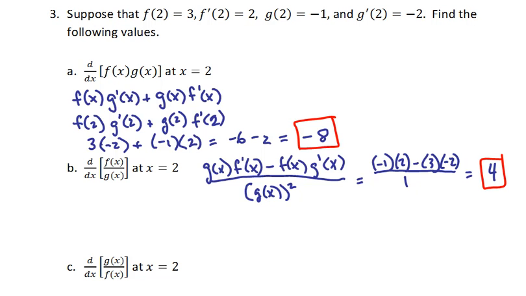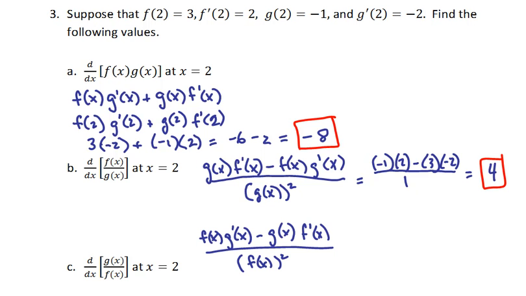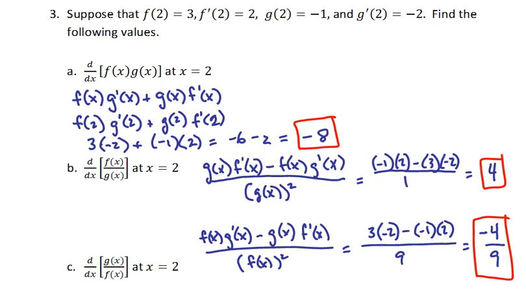In part C, we're just changing the numerator and denominator. And so we get f of x, g prime of x, minus g of x, f prime of x over f of x quantity squared. Plugging in values, f of 2 is 3. g prime of 2 is negative 2. g of 2 is negative 1. f prime of 2 is 2. And f of 2 is 3 squared is 9. And that gives a value of negative 4/9. So I believe that's it for problem 3, A, B, and C.